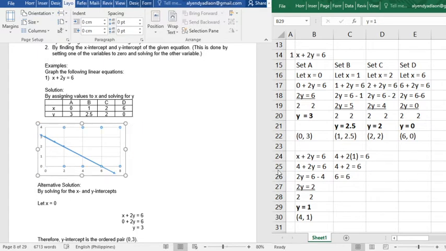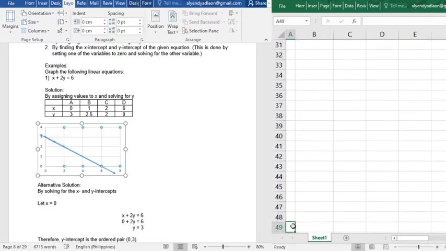Now let us try to solve. For the alternative solution, or method 2, we have x plus 2y equals 6. First is to find the x-intercept, but you can also start with finding the y-intercept. To find the x-intercept, class, we are going to assign a value to y, because we are going to find x. So let y be 0. If y is 0, how much is x?